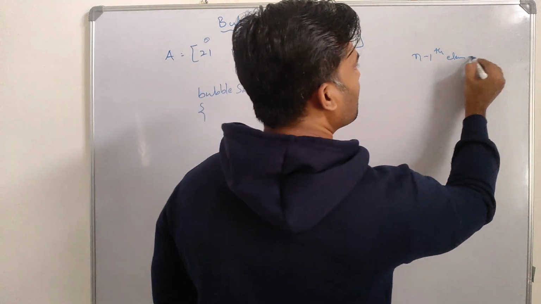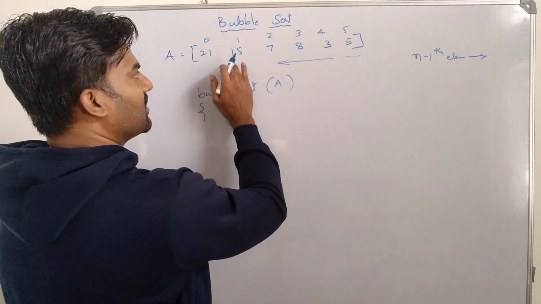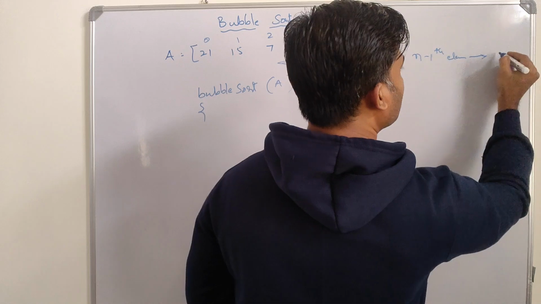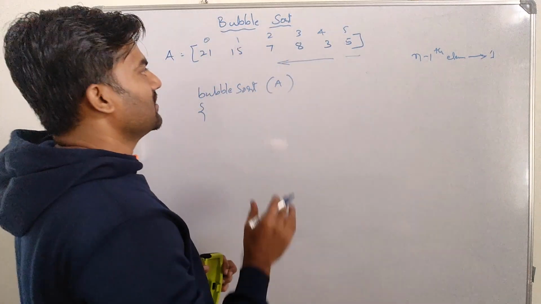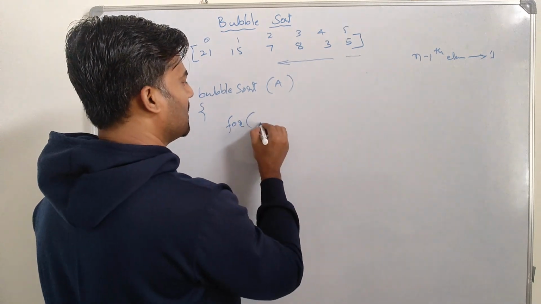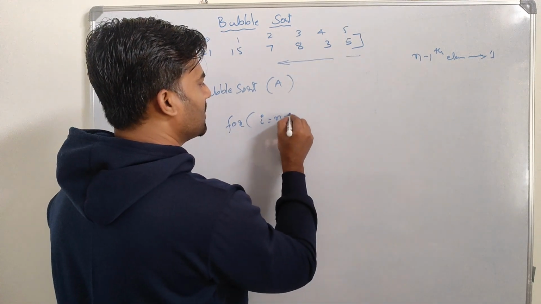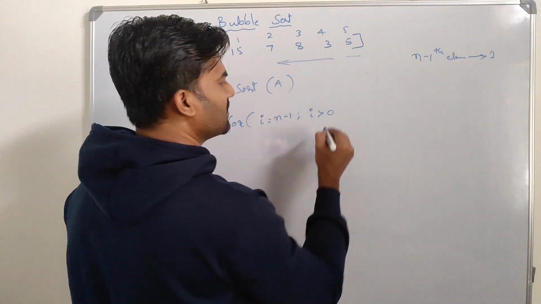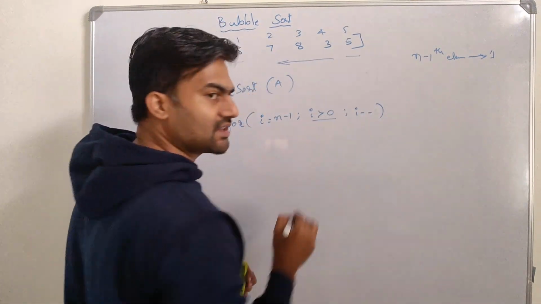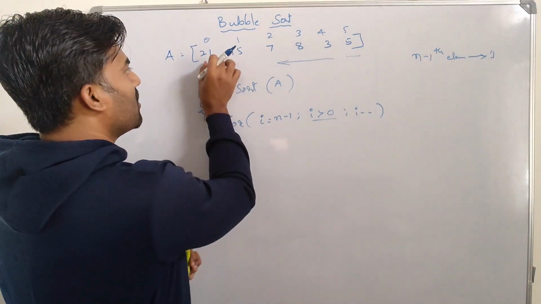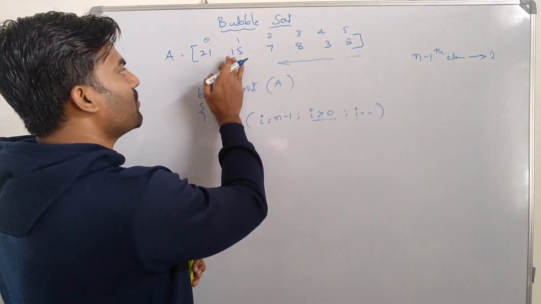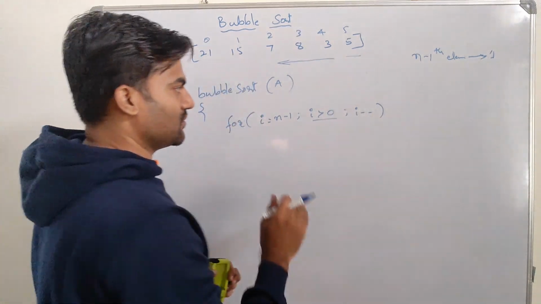Then it moves towards the left and it stops when it reaches 0. So n minus 1 to 1. This is the first iteration, so we will use the same: for i equal to n minus 1, i greater than 0, i minus minus. Here it is not greater than or equal to 0 because we are not repeating it for the 0th index. We will stop once the first index gets over.